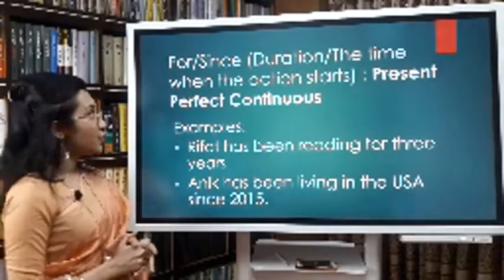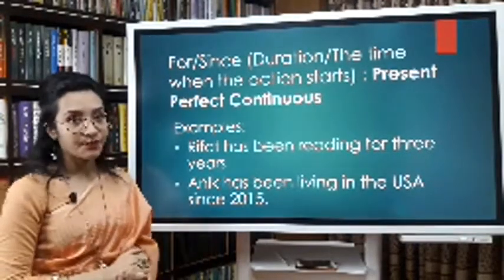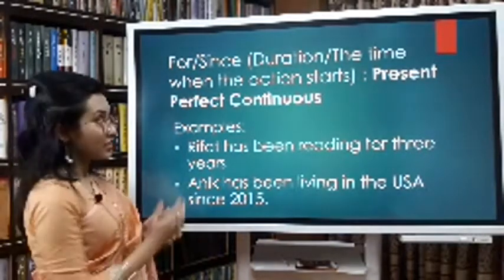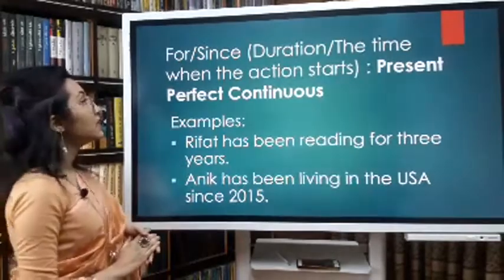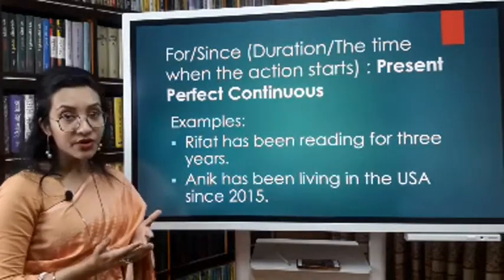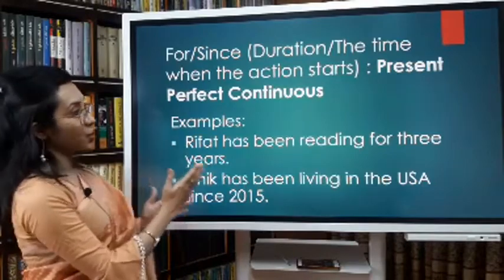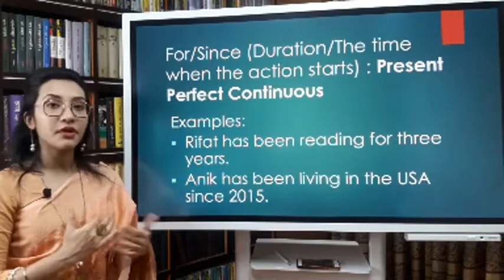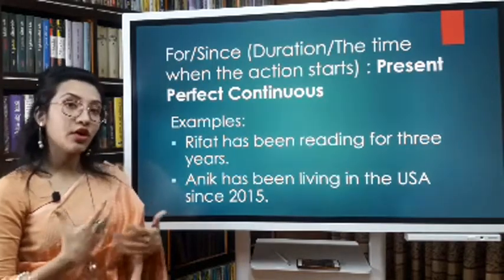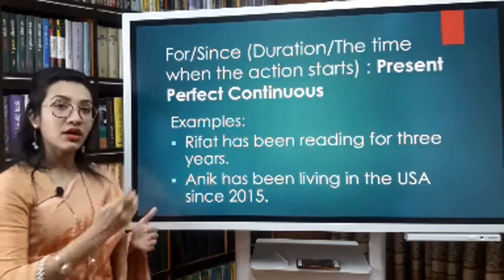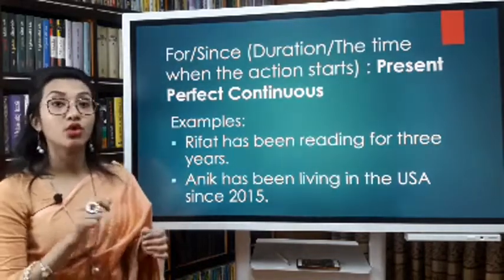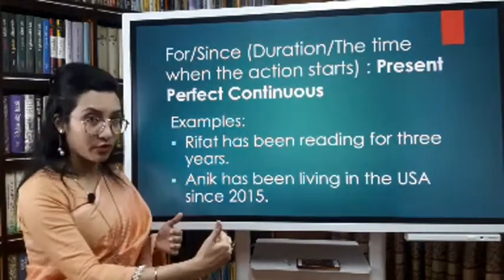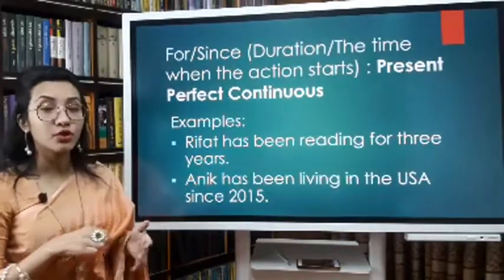So now we are going to talk about for or since. For or since, when they are being referred to as duration or the time when the action starts, we are going to use present perfect continuous tense. Now what do I mean by this? আমরা জানি present perfect continuous tense এ আমরা কি ধরনের verb use করি? কোনো একটা কাজ অনেক সময় ধরে বা কিছু সময় ধরে বর্তমান পর্যন্ত চলছে. That means the event or the action has started before now and it has been continued up to the moment.